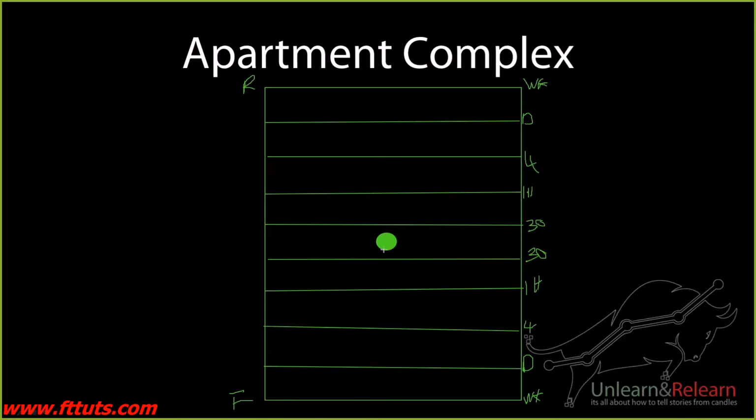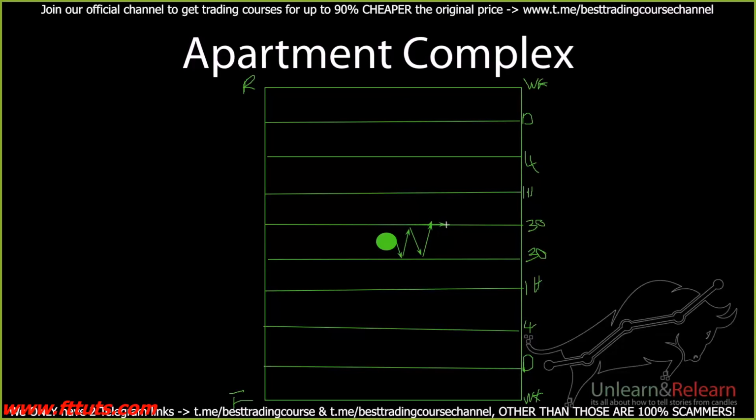So let's say you have a ball in the middle of this apartment complex, and let's say this ball is bouncing up and down, right? Let's say once this ball bounces and breaks above the roof on the 30-minute, if it breaks up, there's a very high probability that it might continue going up. So if it breaks above this resistance, it's going to continue on to the next resistance, and then it will start bouncing up and down.